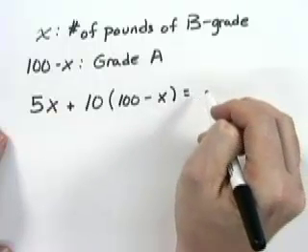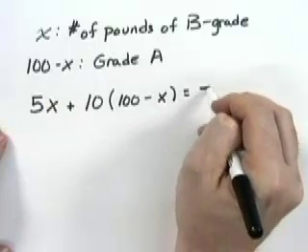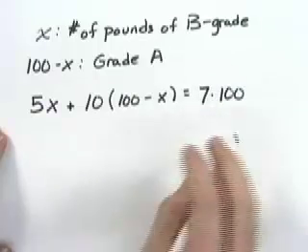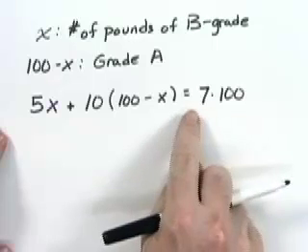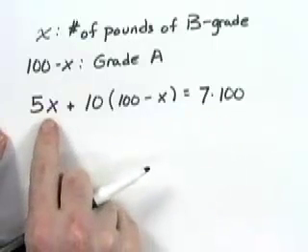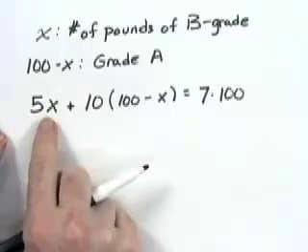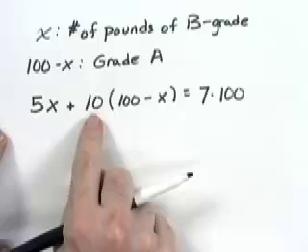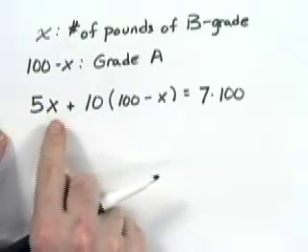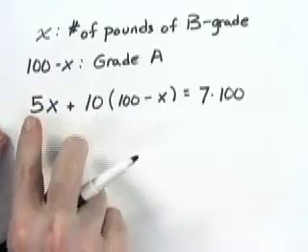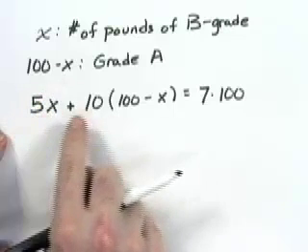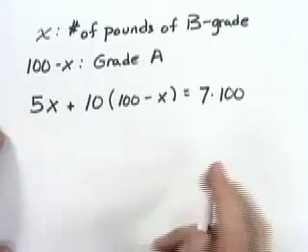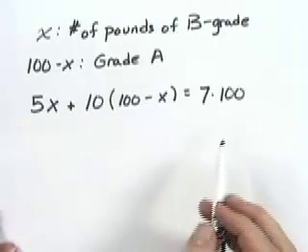We want our blend to be sold for a total of $7 per pound, and we're going to have 100 pounds total. This is what we meant when we said there's no difference in revenue. If I sold 1 pound of grade B coffee, I would get $5. If I sold 1 pound of grade A coffee, I would get $10. When I combine the two, I still get the $5 per pound for the B grade and the $10 per pound for the A grade to get me a total of $7 per pound in the combined grade.